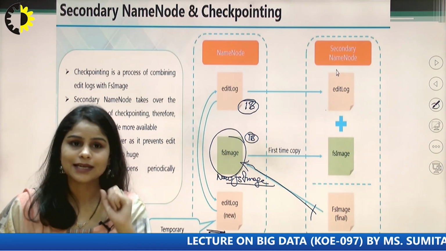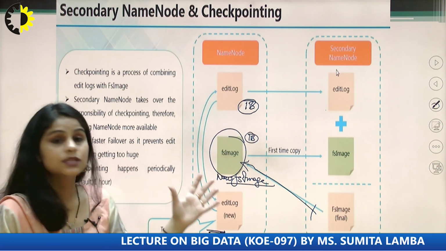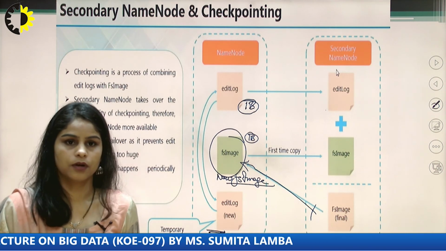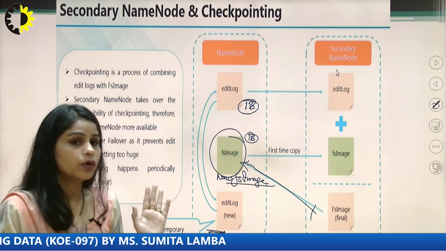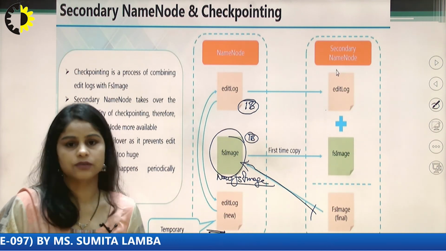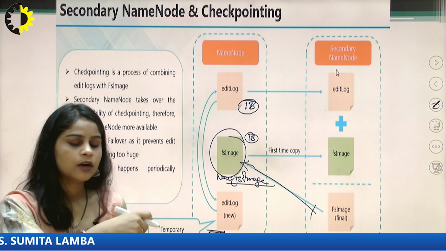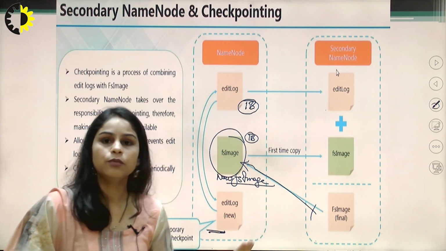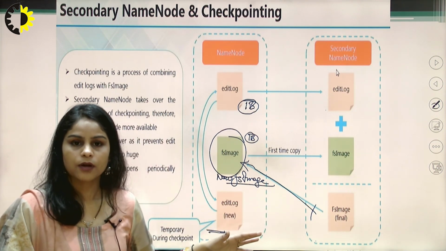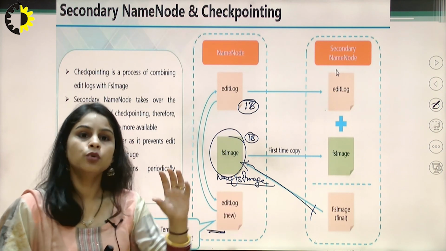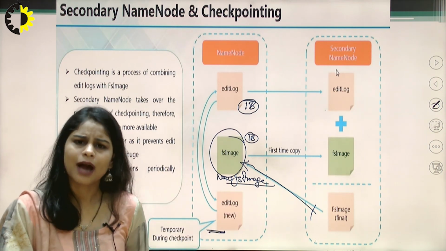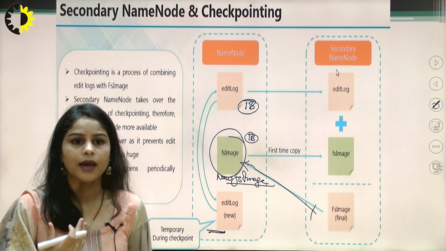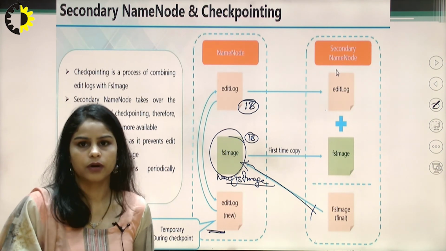Now understand this, the secondary name node takes over the responsibility of the checkpointing process after every 1 hour, right? To allow faster failover, as we already discussed, it prevents the edit logs from getting too huge. Now, why are we performing this checkpointing process every 1 hour? Because we want to update the data quickly so that we do not have a pile of changes or updations. So that is why we do that after 1 hour.